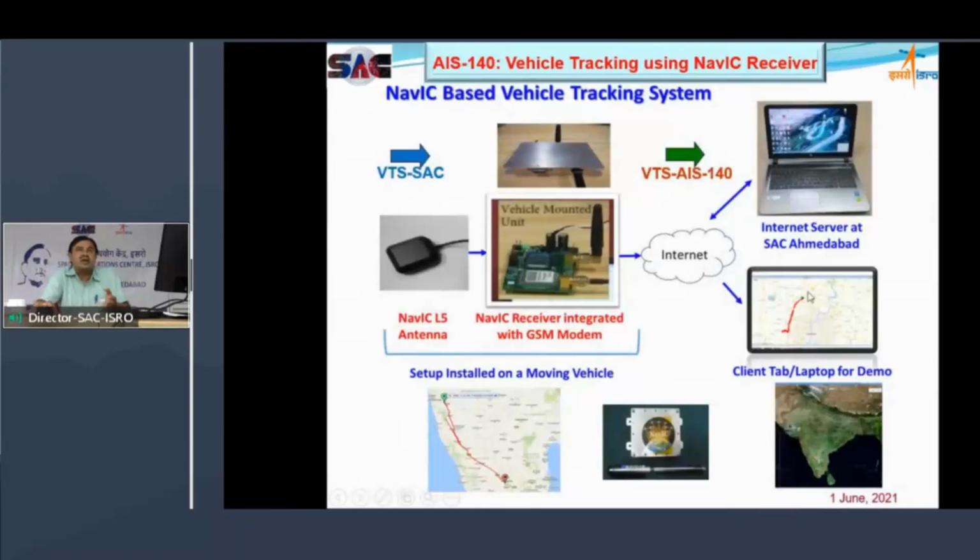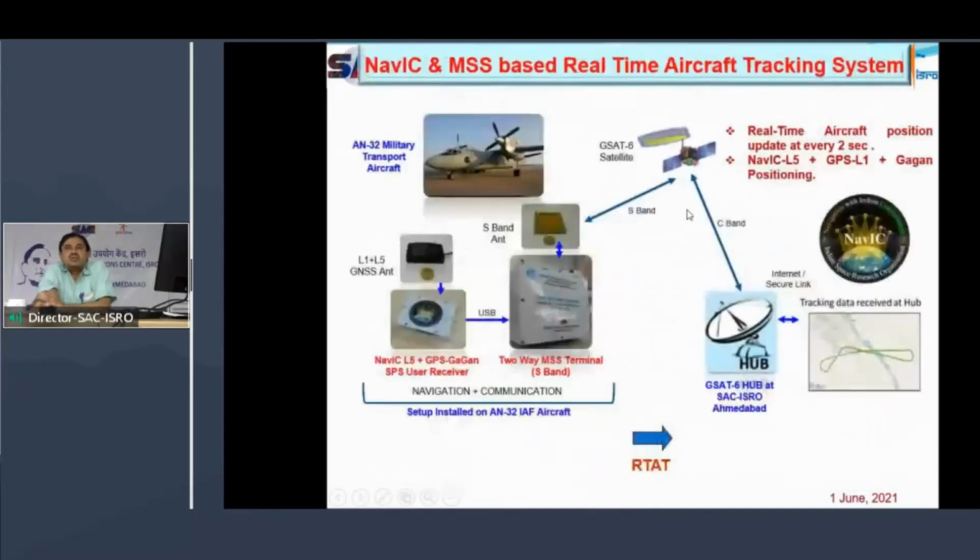Then similarly, all of you know Ola, Uber and all these things. They operate on GPS. So now our aim is how we can replace this GPS with our NAVIC satellite receivers. So we are making NAVIC receivers, and that will be part of AIS 140. Government has evolved that standard, and all these Ola, Uber and all the vehicle tracking systems will now be based on our own navigation system.